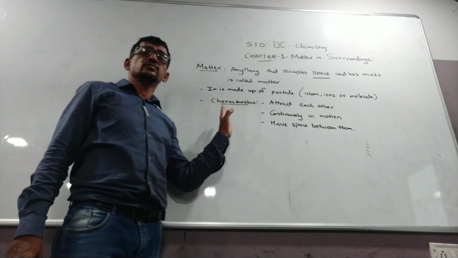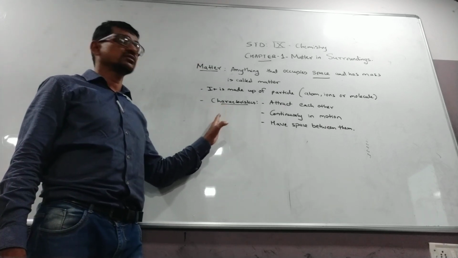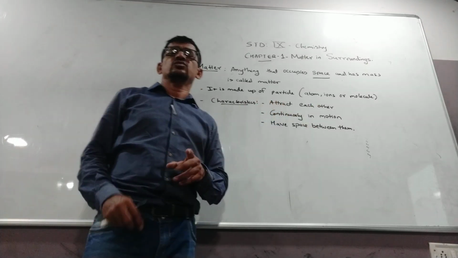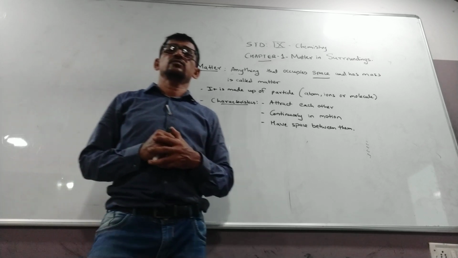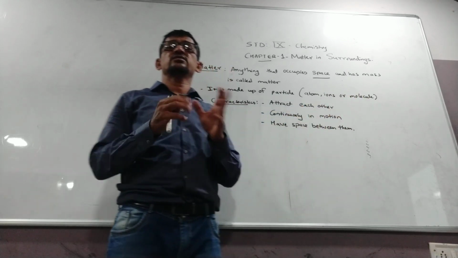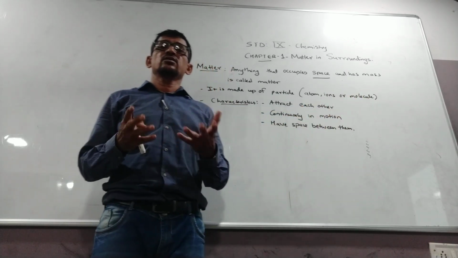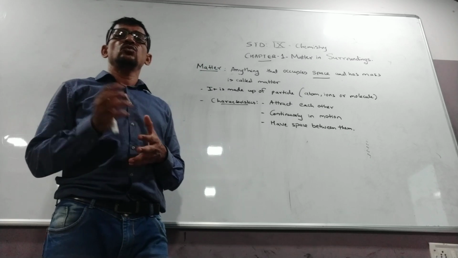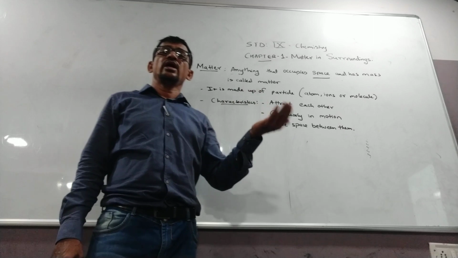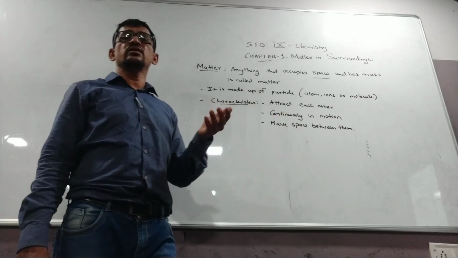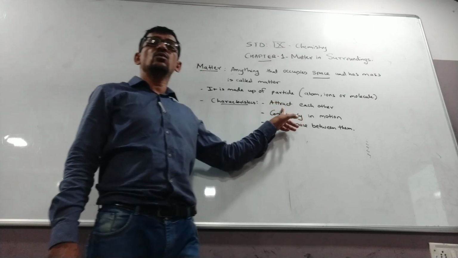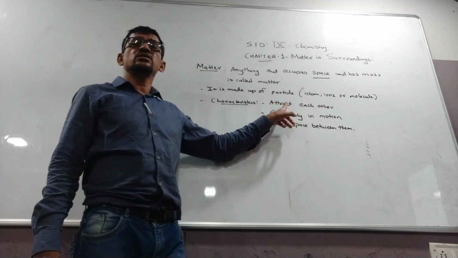Second, characteristics of matter. We discussed that matter attracts each other. So there is an attractive force between these atoms, ions or molecules. They attract each other, just like you have a conversation with your friend. Similarly, these molecules also have attraction and repulsion force. Both are there. So the first characteristic is that molecules or ions have attraction and repulsion force between them.